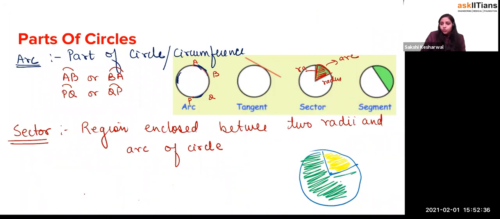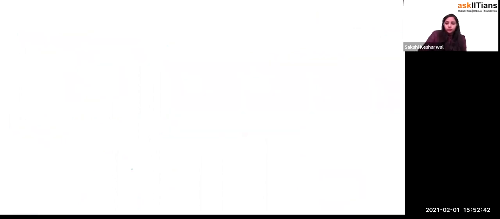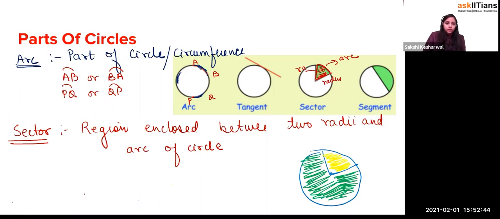Yes or no? So what happened? You can just name it. You have two parts, one is a smaller part and the other is the larger part, right? The smaller part is known as what, beta? Minor arc. The bigger part is known as what, beta? The major arc.